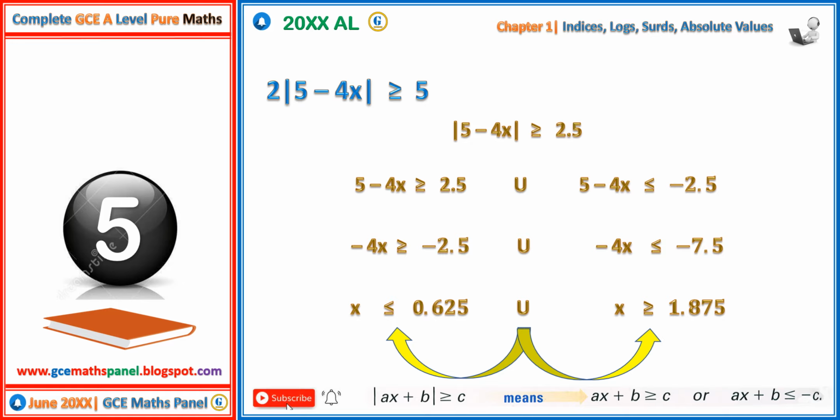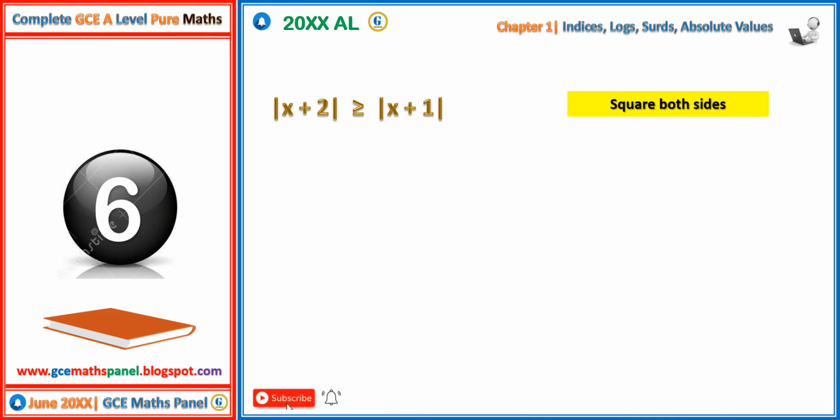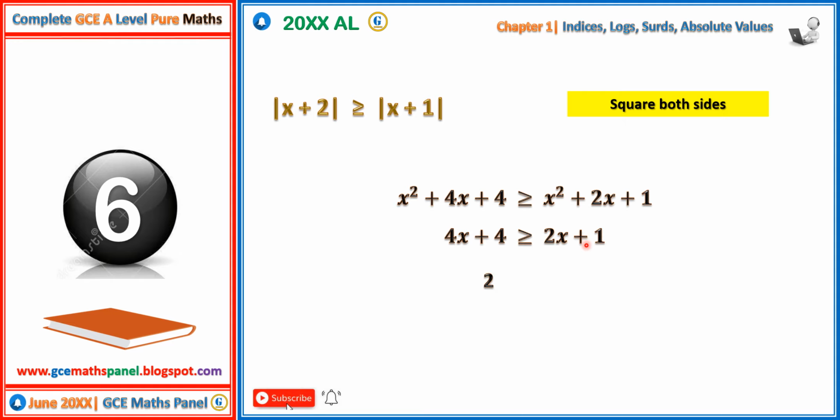We are moving to more tough questions. So here we have absolute value greater than or equal to absolute value. With this type, we just square both sides. When you have absolute value greater than or equal to absolute value, or less than or equal to absolute value, we square both sides. So squaring both sides gives us x² + 4x + 4 is greater than or equal to x² + 2x + 1. When we simplify this, just like solving a simple linear inequality, our final result is x greater than or equal to -3/2.